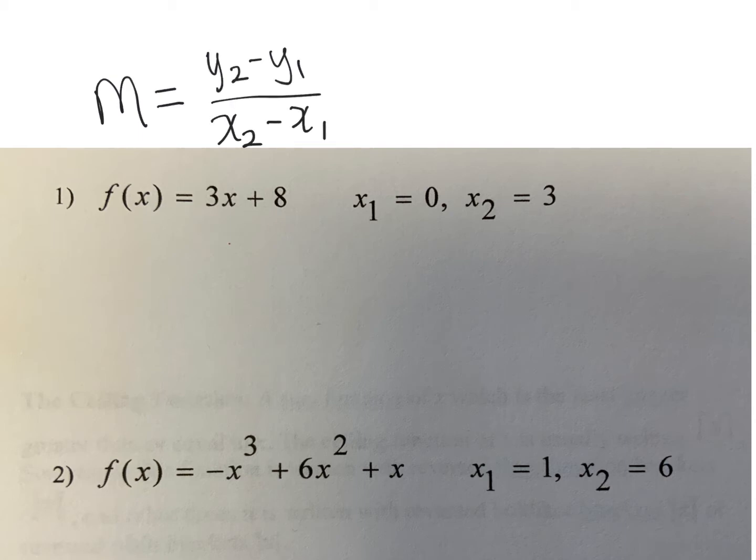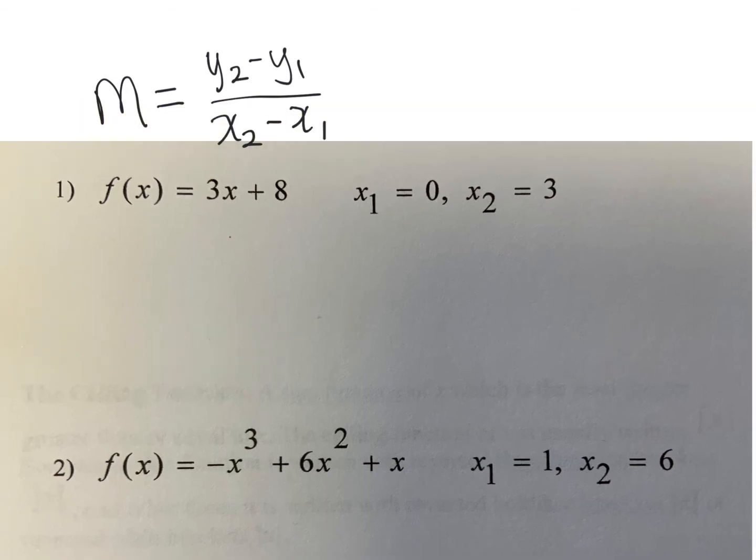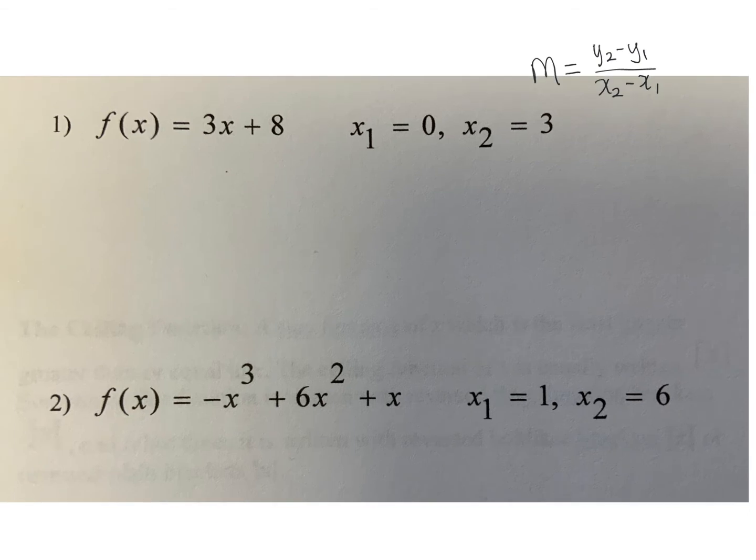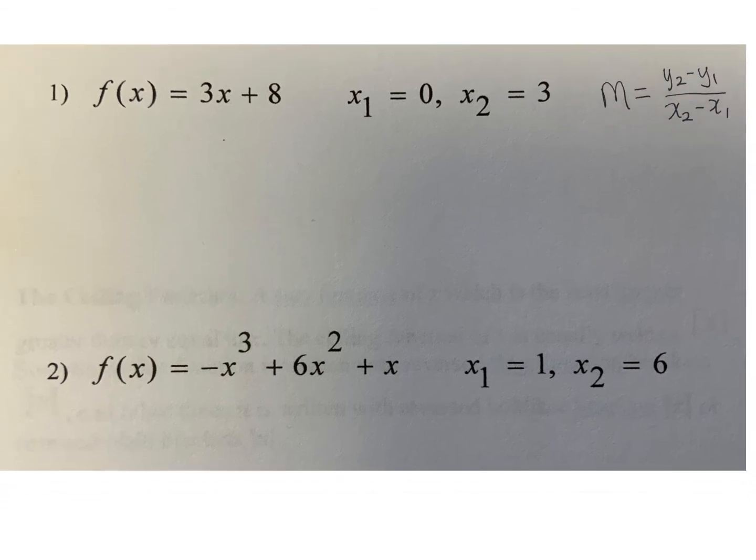So if I go to my first problem, they give me x1 and x2, but I don't know y1 or y2. So to find them, we have to plug in the x's that we are given and find the y's that go with them. So let's do that. If I want to find y1, I need to do f of x1, which is the same thing as f of 0. If you plug a 0 in right here, 3 times 0 is 0, plus 8 more is 8.